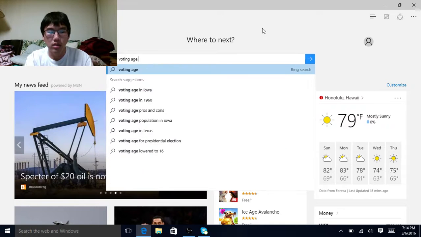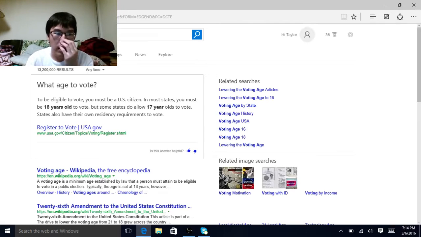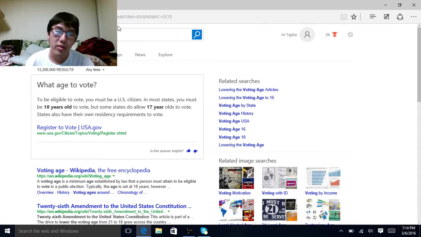Voting age. To be eligible to vote, you must be a U.S. citizen. In most states, you must be 18 years old, but some states do allow 17-year-olds to vote. States also have their own residency requirements.